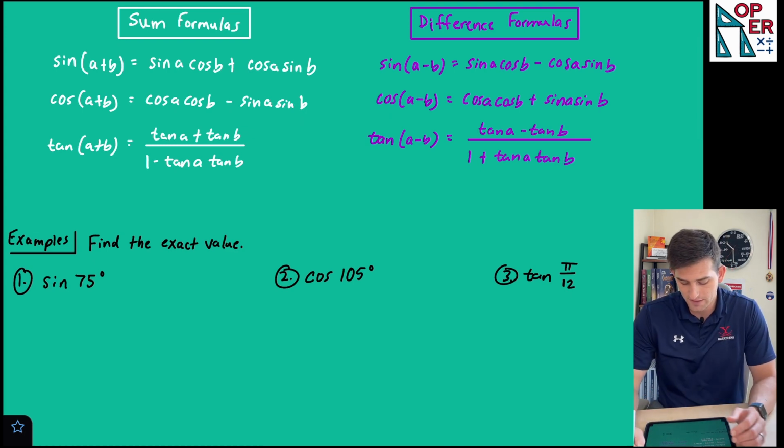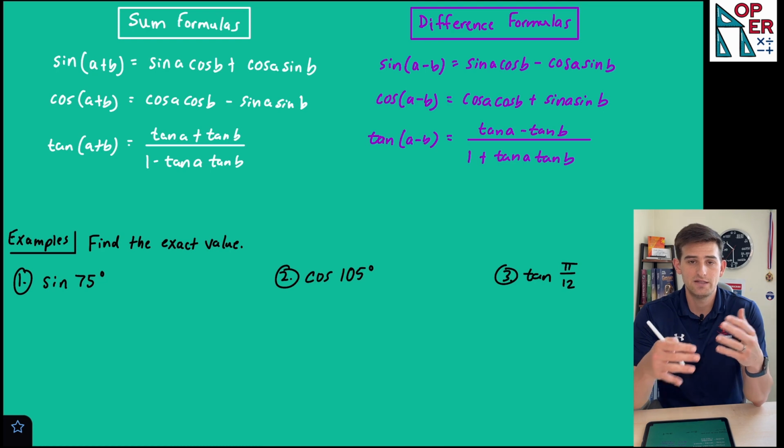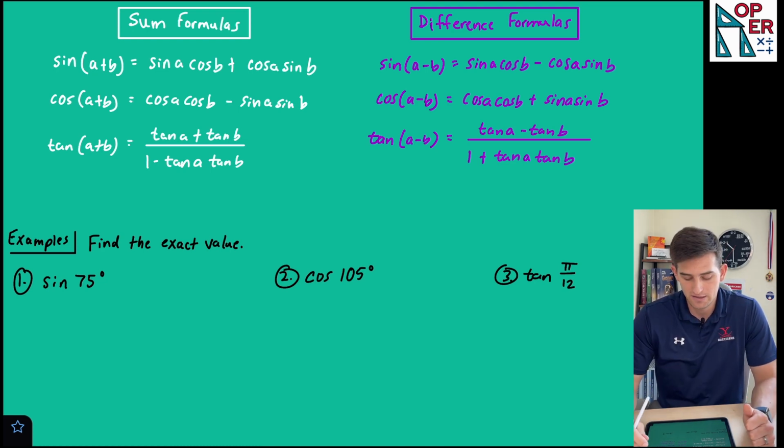If you notice for all of these examples, we are given an angle. For 1 and 2, we're given that angle in degrees, and then for 3, we're actually given it in radians. And we're going to take this single angle and separate it either into a sum of 2 other angles or a difference of 2 other angles. And when we do that, it will allow us to use the sum and the difference formula.